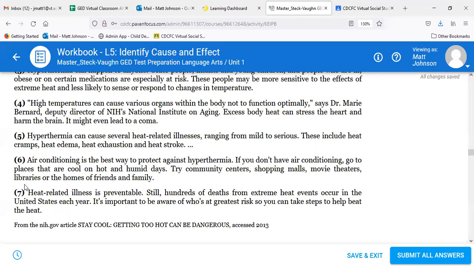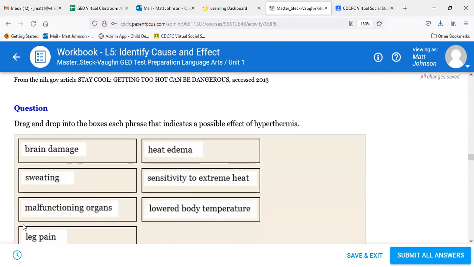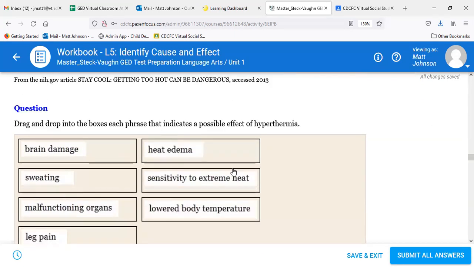Okay. So we have a drag and drop here. We need to find which boxes or phrases indicate a possible effect of hyperthermia. So out of there, which ones do we know are going to be in effect? Sweating? Yes. That's not an effect of hyperthermia, right? Sweating is going to be a way to help you avoid it.